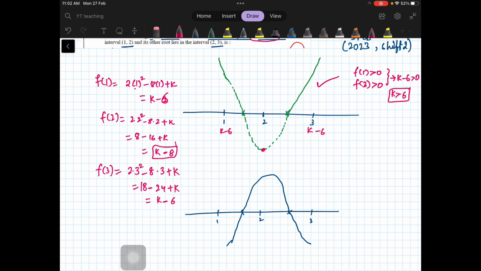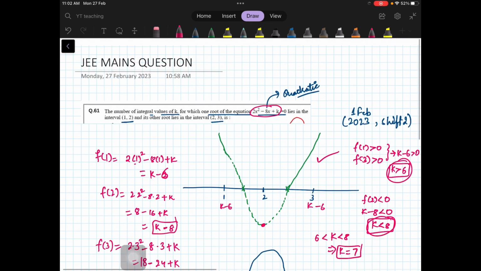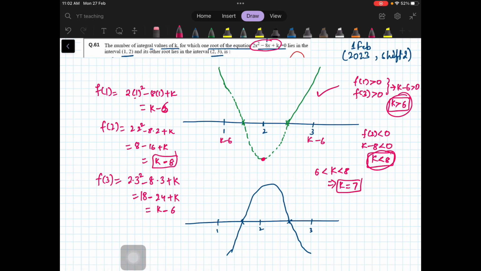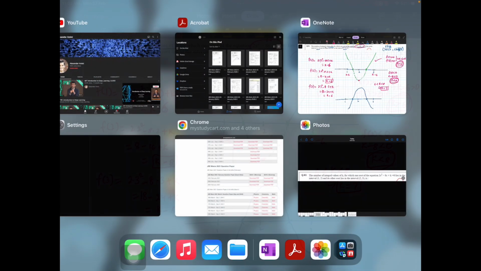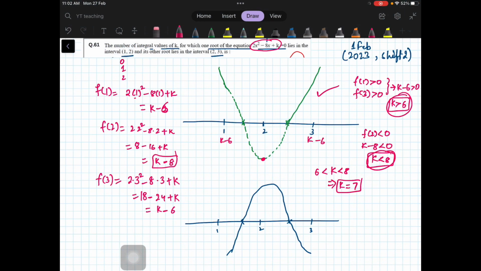And we also want f of 2 to be negative. That gives k minus 8 less than 0, so k less than 8. So you are looking for k greater than 6 and less than 8. In that case, you get k equal to 7. So there is only one solution. The options are 0, 1, 2 and 3: option A, option B, option C, option D.